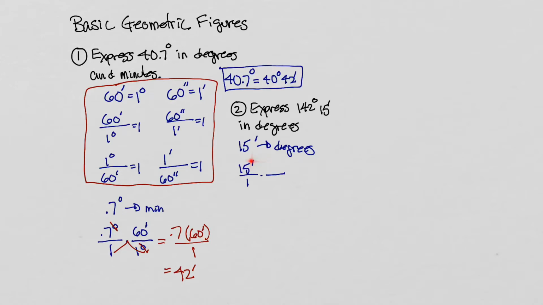We want minutes to cancel, so we're going to want minutes down here in the bottom and degrees in the top. So look for a converter over here that has degrees in the top, minutes in the bottom. It's going to be this one right here. Degrees in the top, minutes in the bottom. So our multiplier will be this. 1 degree is 60 minutes. The minutes will cancel, and we're going to be left with 15 times 1 degree over 1 times 60.